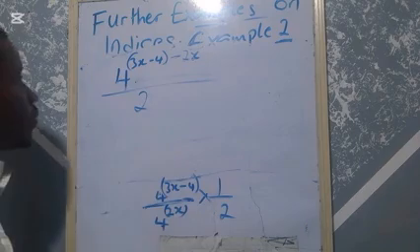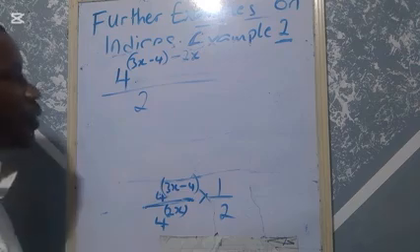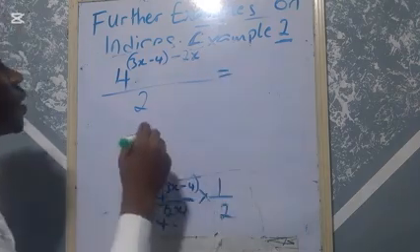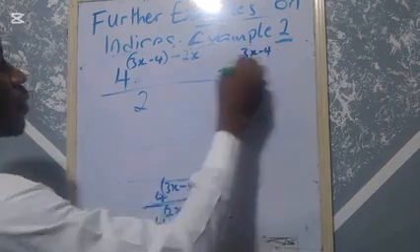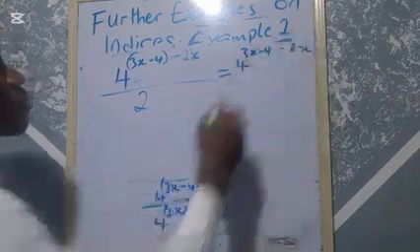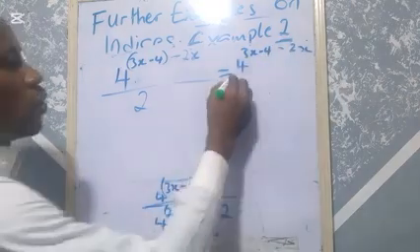This 2 will always be there. We have not used it. You don't throw it away. Some people say you should throw it away. Don't throw it away. So this is equals to what? Open this bracket. You have this 4 to the power 3x minus 4 minus 2x, right? All over what? 2.